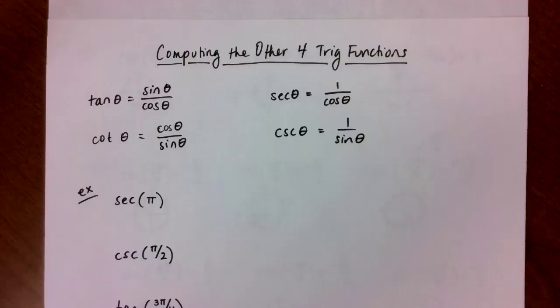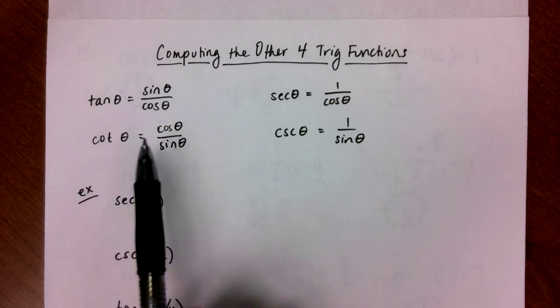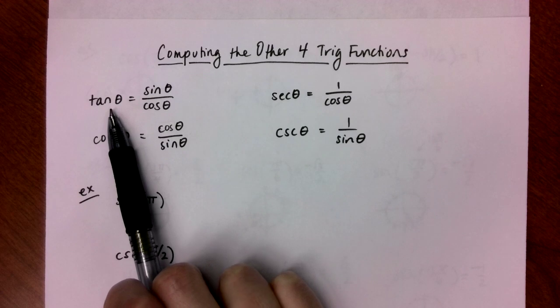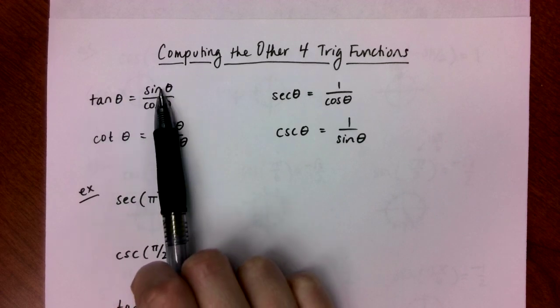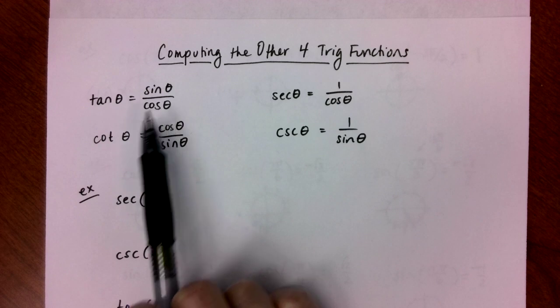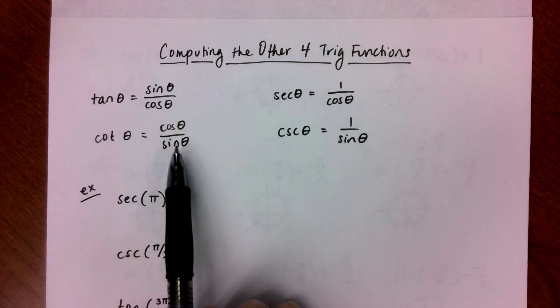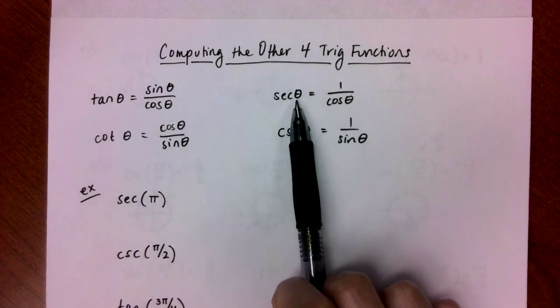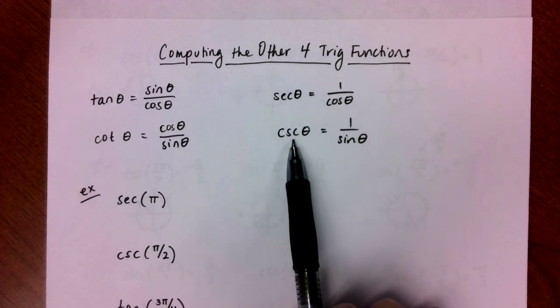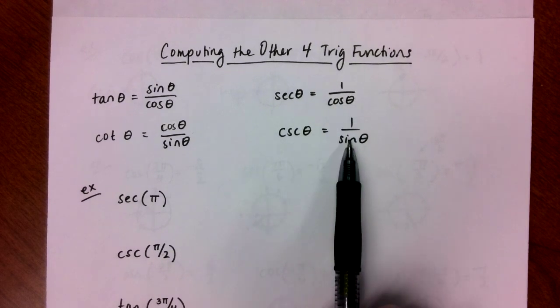Let's talk about computing the other four trig functions. So what I mean when I say the other four trig functions is everything except for sine and cosine. So in addition to sine and cosine, we have tangent. The tangent of an angle is its sine divided by its cosine. Cotangent is cosine over sine. Secant is 1 over cosine, and cosecant is 1 over sine.